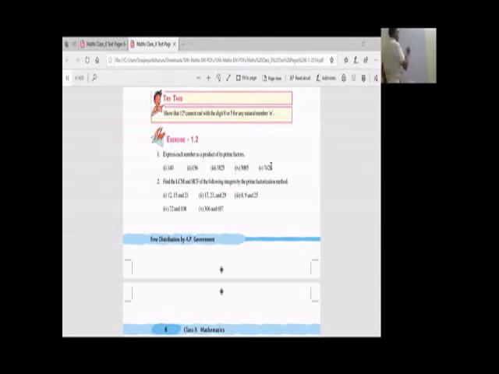Next, after 13, the next prime number is 17. Then the next prime number is 23. Let us see 23. 23 threes are 69, 23 twos are 46. So 23 into 323 is 7429.